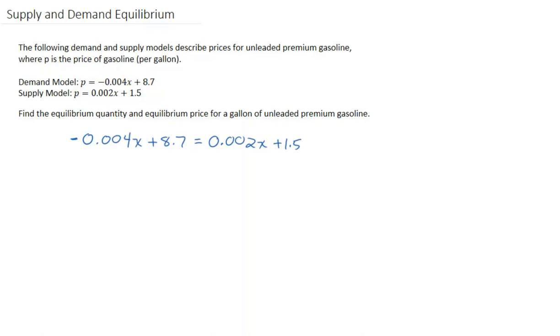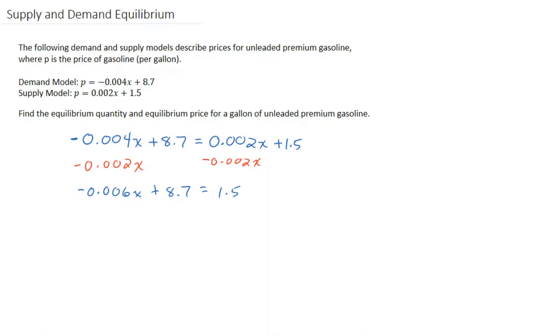Alright, and so there's the equation with the right sides equal to each other. This gives us an equation that only has an x variable. So now we can solve the equation for x. Alright, I'm going to start solving this equation now by subtracting the 0.002x from both sides of the equation. Doing that gives me a negative 0.006x plus 8.7 equal to 1.5.